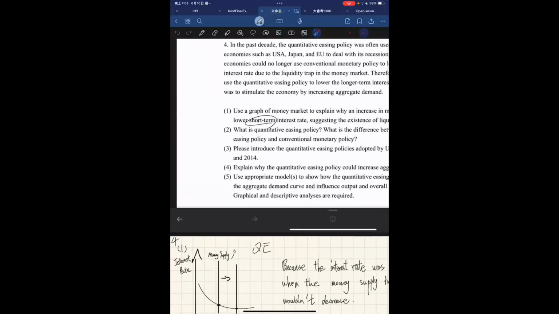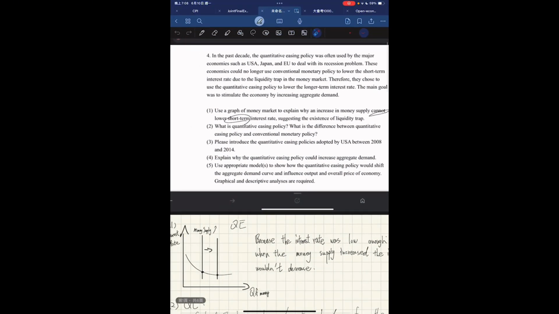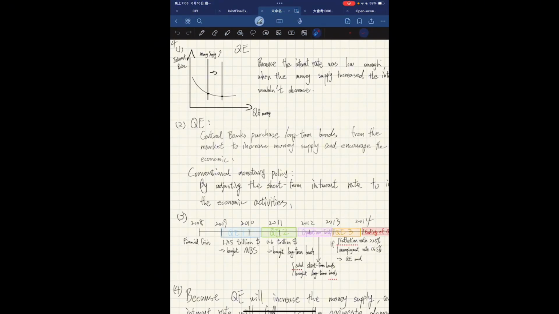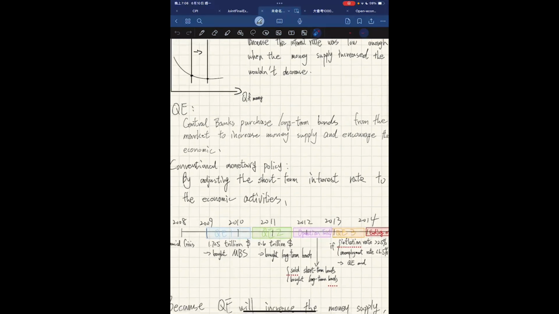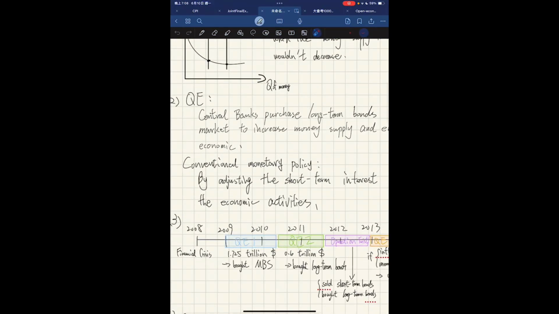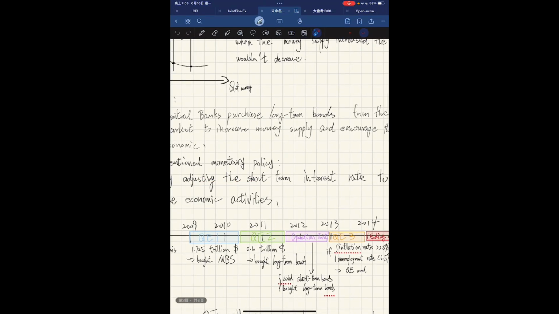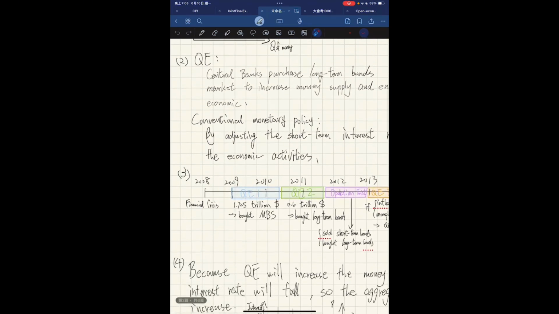Okay. Question 2. What is QE and what's the difference between QE and conventional monetary policy? QE is when central banks purchase long-term bonds from the markets to increase the money supply and encourage the economy. And the conventional monetary policy is by adjusting the short-term interest rate to influence economic activity.